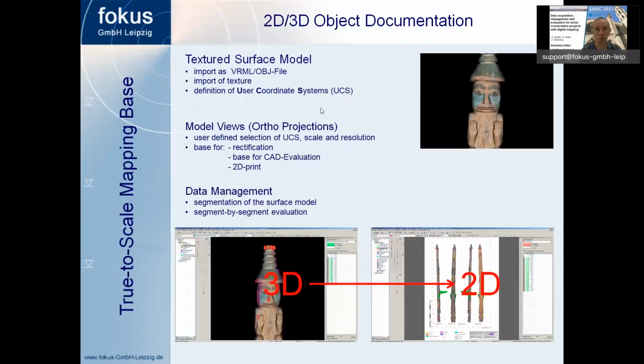In MetigoMap, it's also possible to load textured surface model. After creation of user coordinate system, model views can be created that are to be used for creation of auto projections. And so you can see on the lower side, it's an easy way to create a 2D mapping base.